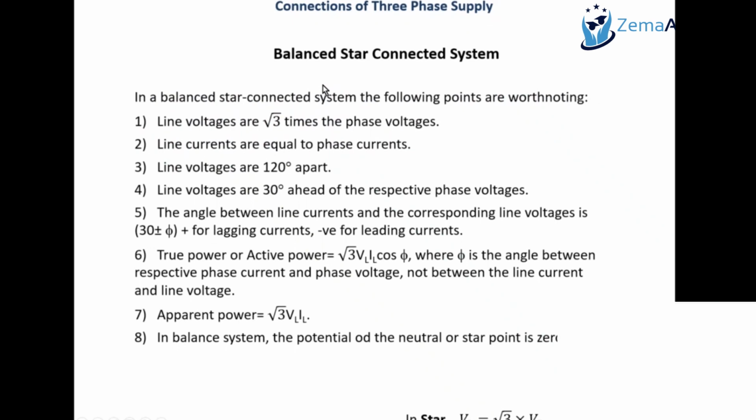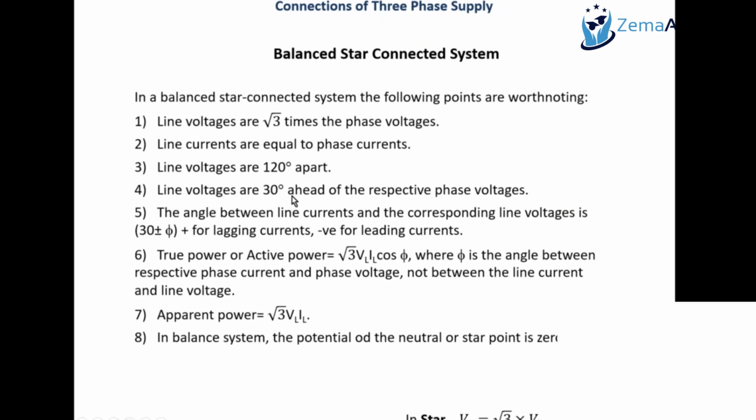In conclusion, the line voltages in the star connection are equal to square root 3 times the phase voltages. The line currents are equal to the phase currents. All line voltages are 120 degrees with respect to each other.